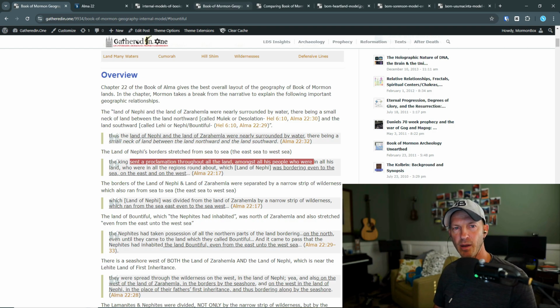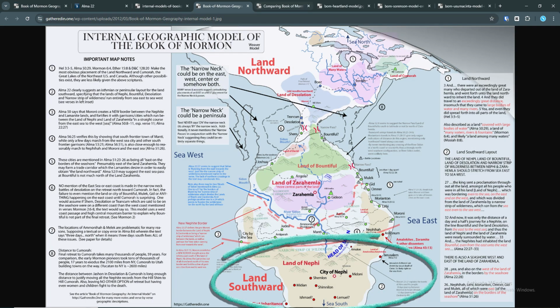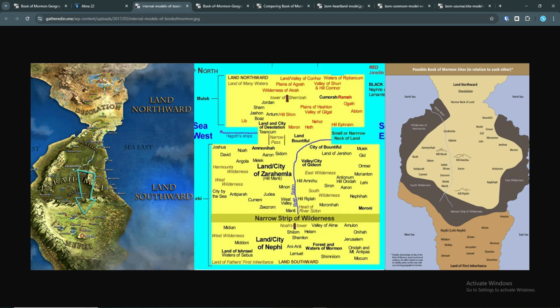We're going to jump into models here and actually take that. In a geographic model, land of Nephi down here goes from East Sea to the West Sea. All the internal models, East Sea to the West Sea. Here's the land of Nephi, here's the land of Nephi, here's the land of Nephi, all going from the East Sea to the West Sea.